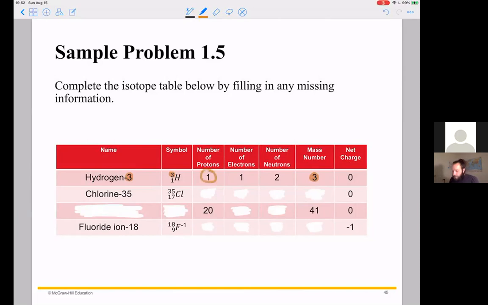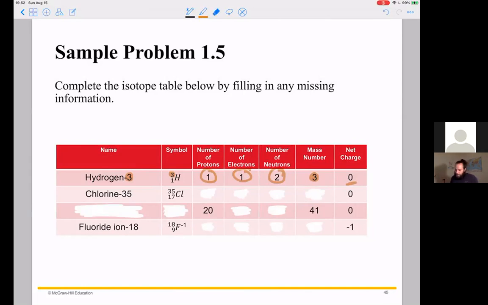Hydrogen has 1 proton because that's where it is on the periodic table, and it will have 1 electron because it has no charge, okay? And then in this particular case, because the mass number was 3, that means that this isotope had 2 neutrons, all right? So chlorine 35, I'll give you the symbol as well.